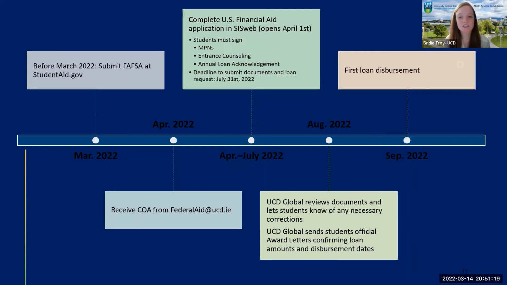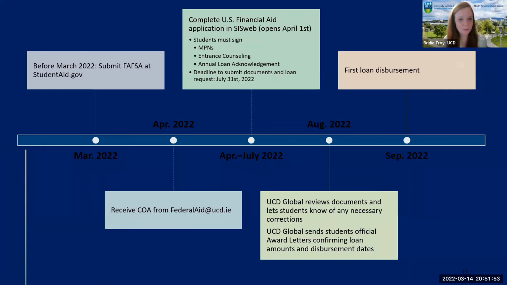Now, this application includes the student signing master promissory notes, an entrance counseling form, and an annual student loan acknowledgement form. All of these documents can be found at studentaid.gov, and students will receive more information about this in the federal aid brochure. And so there's definitely a step-by-step guide on how to do this. You are not alone in this aspect either. Now, the deadline to submit the U.S. financial aid application on SysWeb is July 31st, 2022. So you have a few months to get this in.